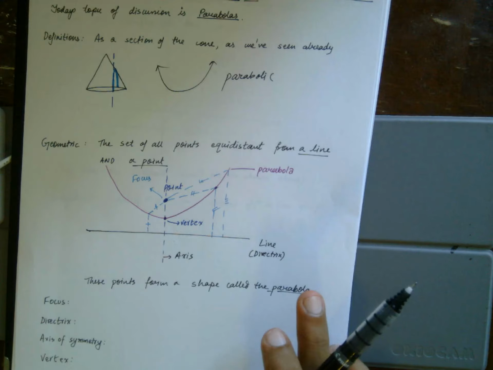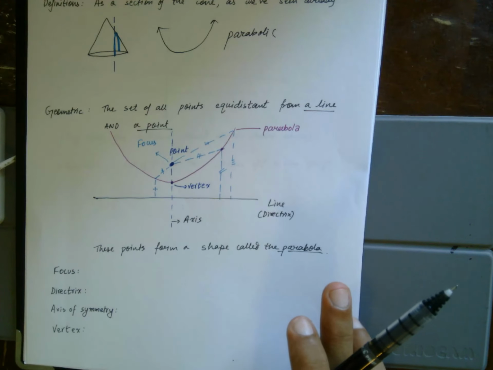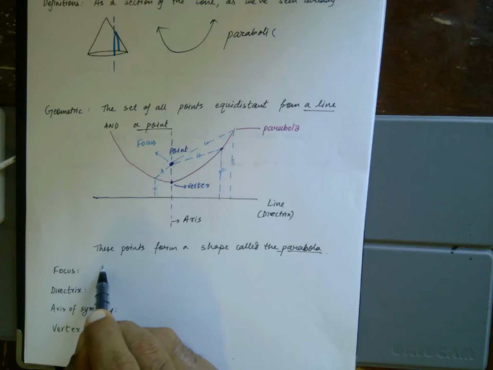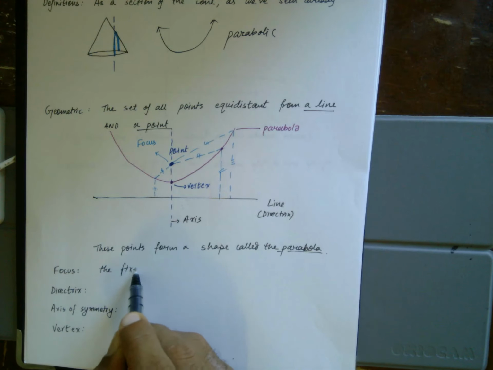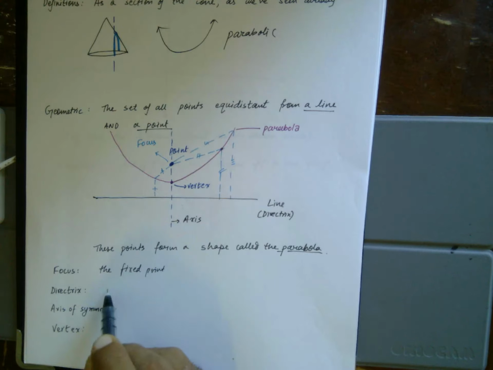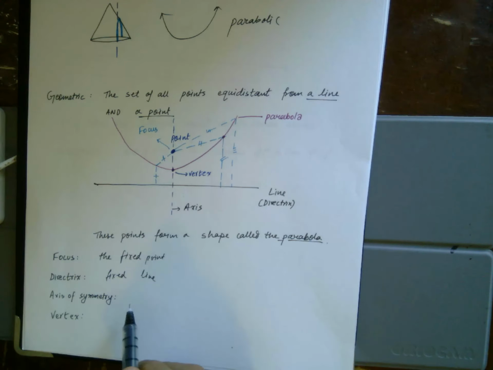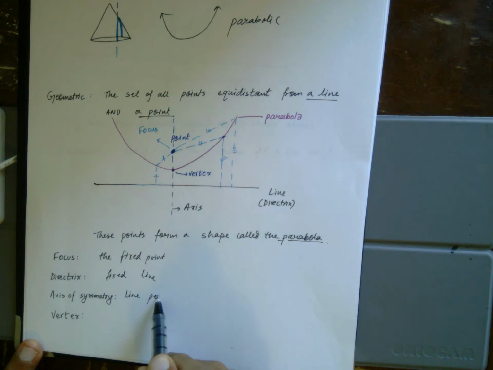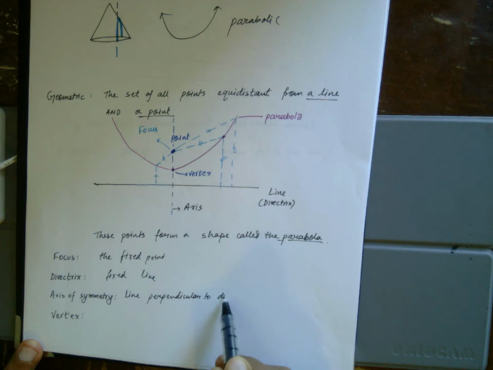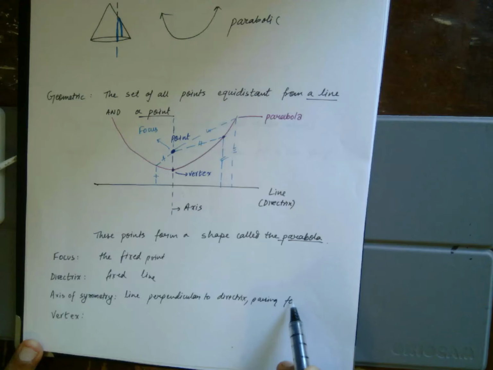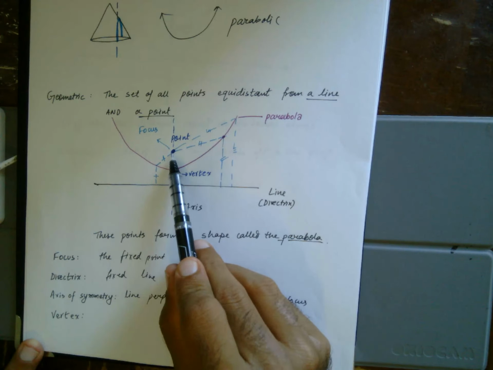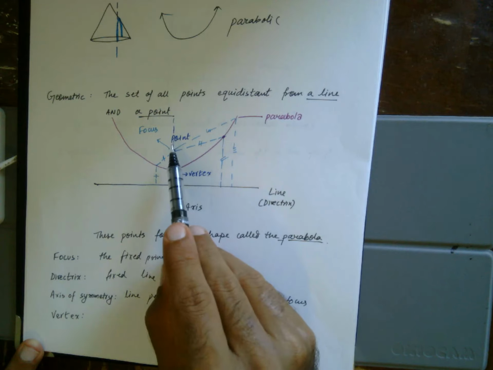And now we have some important terms here. The fixed point is called the focus. The fixed line is called the directrix. The axis of symmetry is a line perpendicular to the directrix passing through the focus, which is the fixed point. So, a line perpendicular to the directrix passing through the focus.